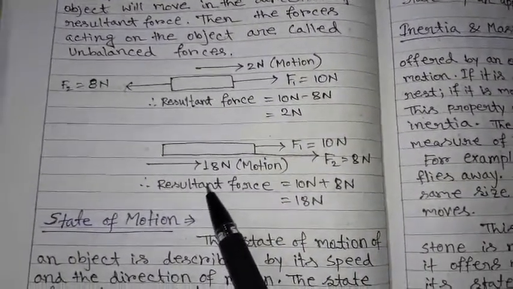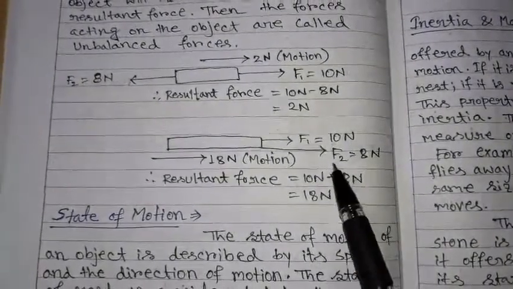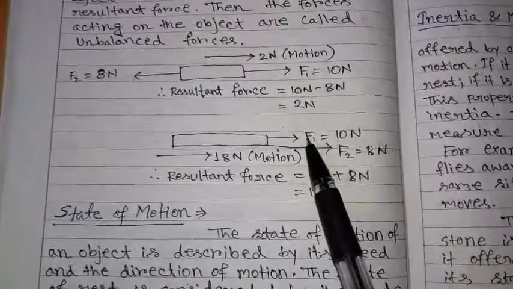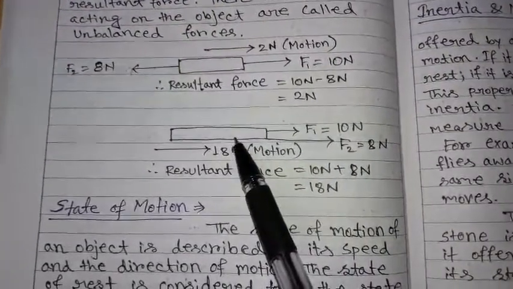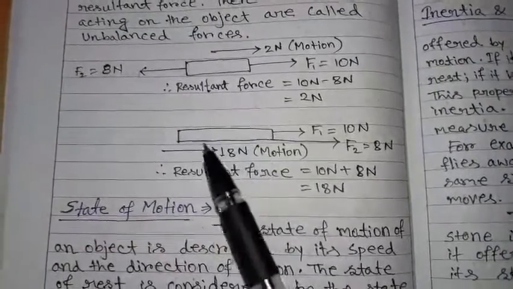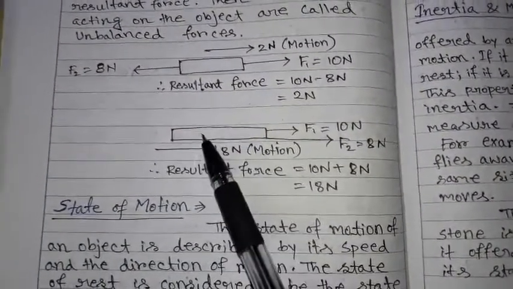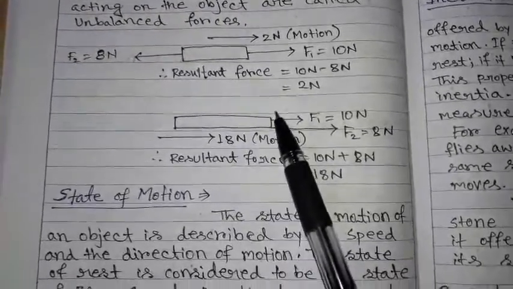In the second case, we see that the two forces F1 equal to 10 Newton and F2 equal to 8 Newton act in the same direction on an object. So the resultant force will be 10 plus 8 equal to 18 Newton from left to right. As the resultant force is from left to right, the object will also move from left to right.